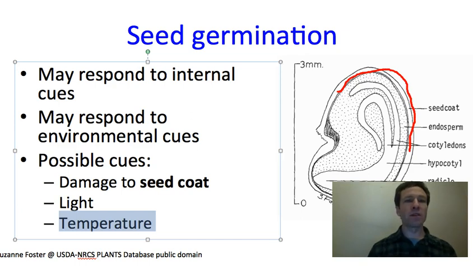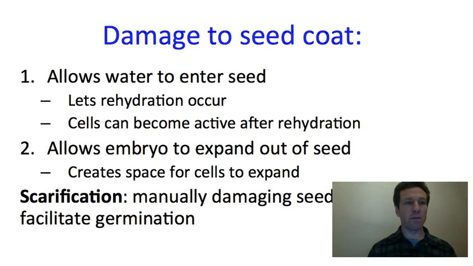So let's talk about each of these cues in more depth. We'll start by talking about damage to the seed coat. Why would this be useful? It would seem like damage to the seed would be a bad thing. But really, this is providing useful information.